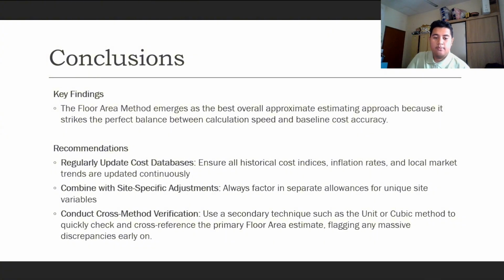Firstly, we must regularly update the cost database. It is critical to ensure all historical cost indices, inflation rates, and local market trends are updated continuously to stay relevant. Second, we should combine with site-specific adjustments. We must always factor in separate allowances for unique site variables such as specialized foundations or the external drainage works we saw on the layout. Finally, we should conduct cross-method verification. It is wise practice to use secondary techniques such as the unit or cubic method to quickly check and cross-reference our primary floor area estimate, flagging any major discrepancies early on.